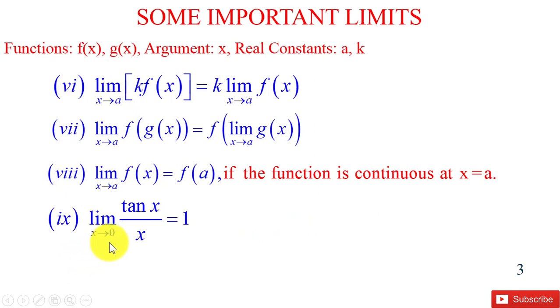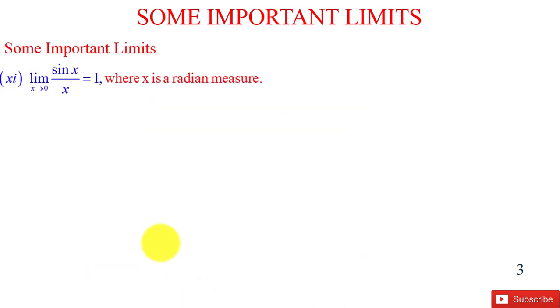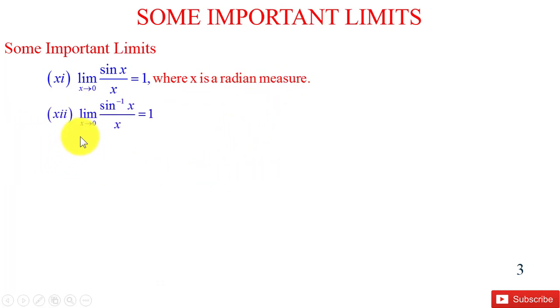The limit as x tends to 0 of tan x by x is equal to 1. The limit as x tends to 0 of tan inverse x by x is equal to 1. The limit as x tends to 0 of sin x by x is equal to 1, where x is in radians. The limit as x tends to 0 of sin inverse x by x is equal to 1.